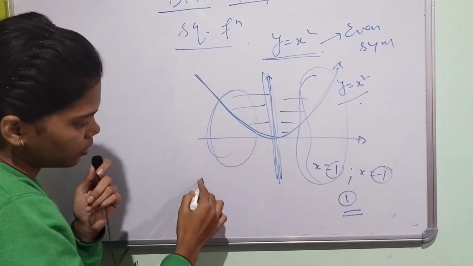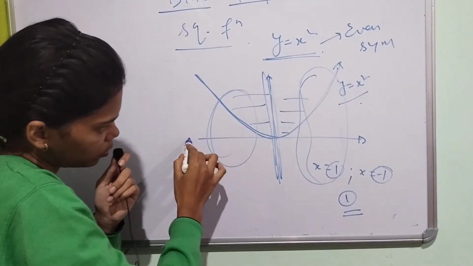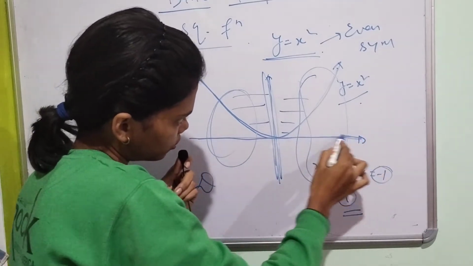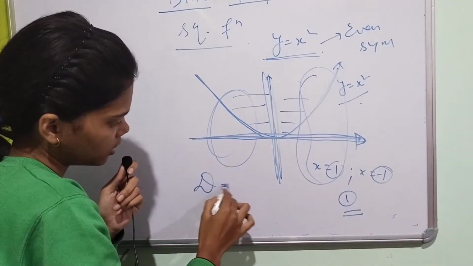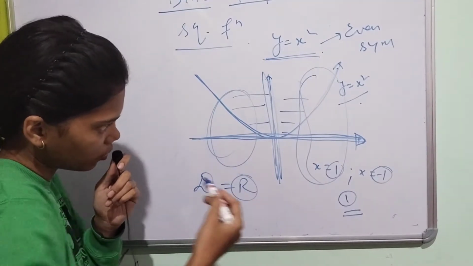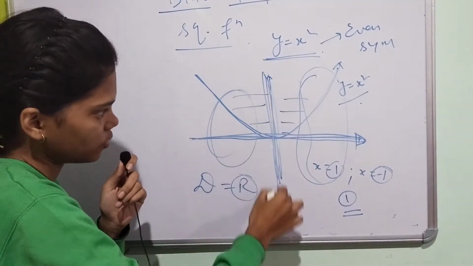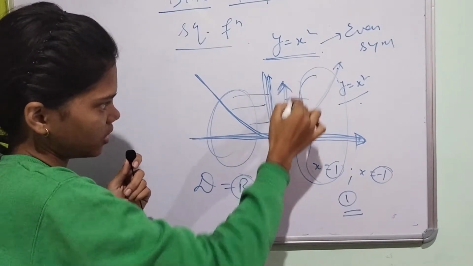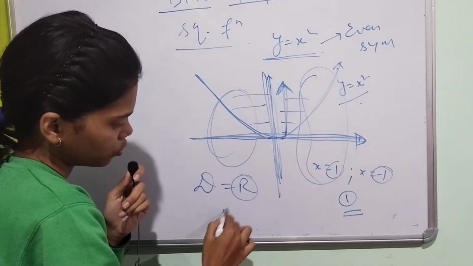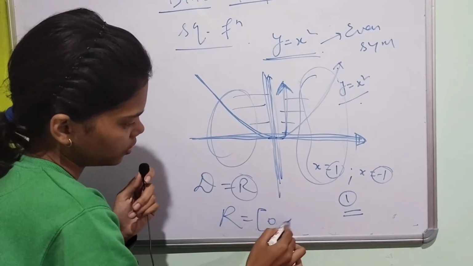And you can see what is the domain. As you can see, all the points on the x-axis are taken into account. The whole points are playing a role while drawing the graph. So domain is R. And what is the range? For range, we see the y-axis. On the y-axis, we can see only the points from 0 in this direction. So range is from 0 to infinity.